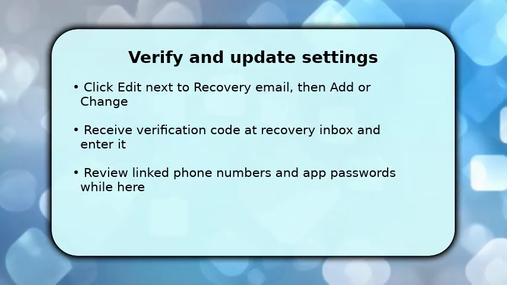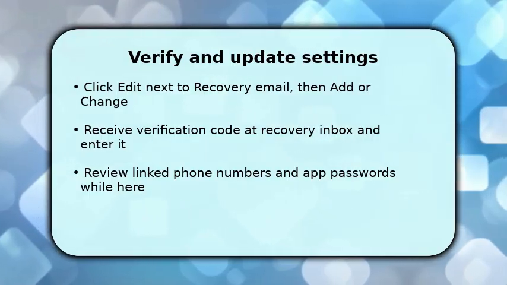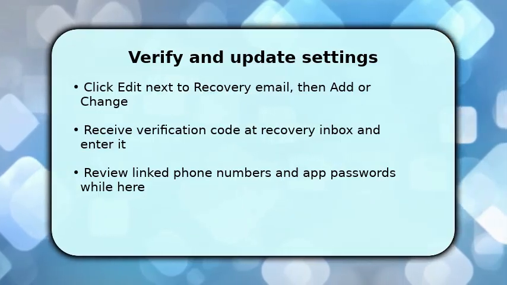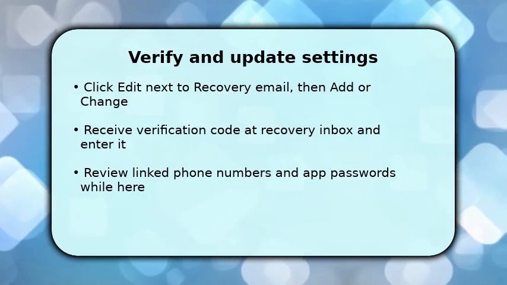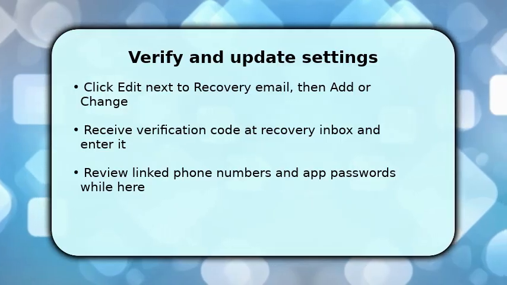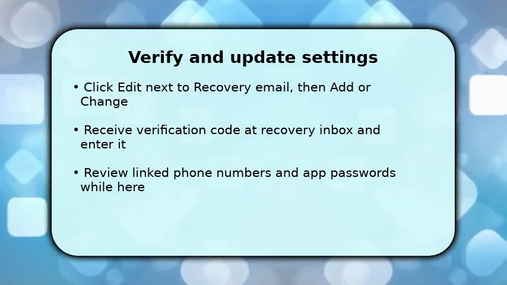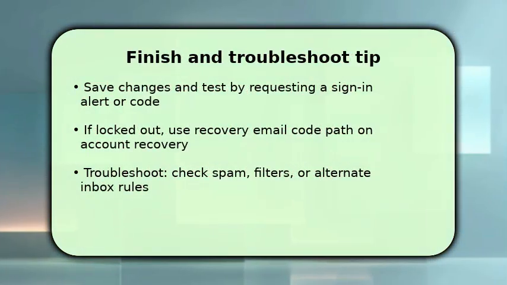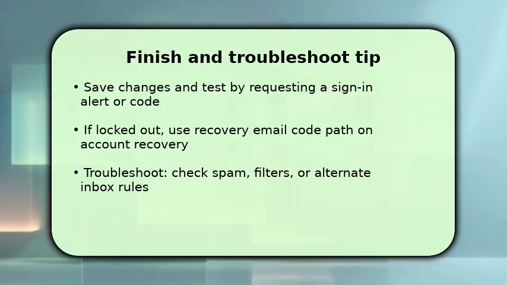While you're here, review linked phone numbers and backup codes because they work together during lockouts. Updating one without the other weakens recovery. Make sure email forwarding or filters won't hide Google messages, and verify that your recovery mailbox has a secure password and two-step protection.